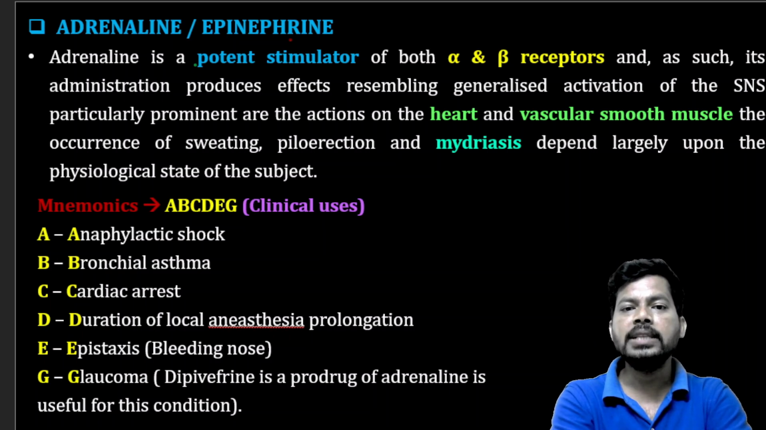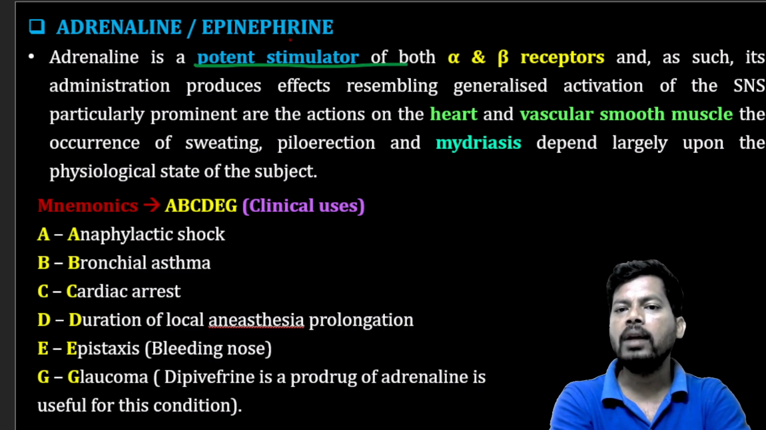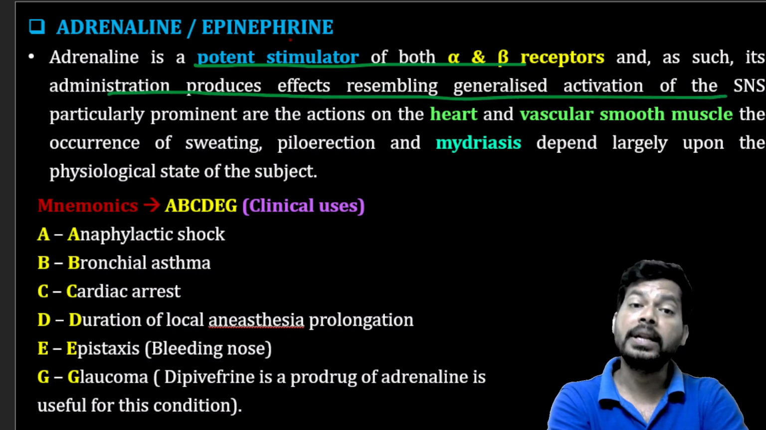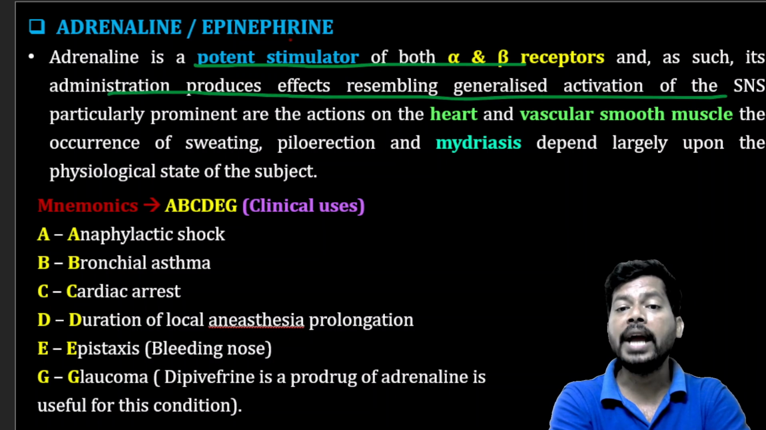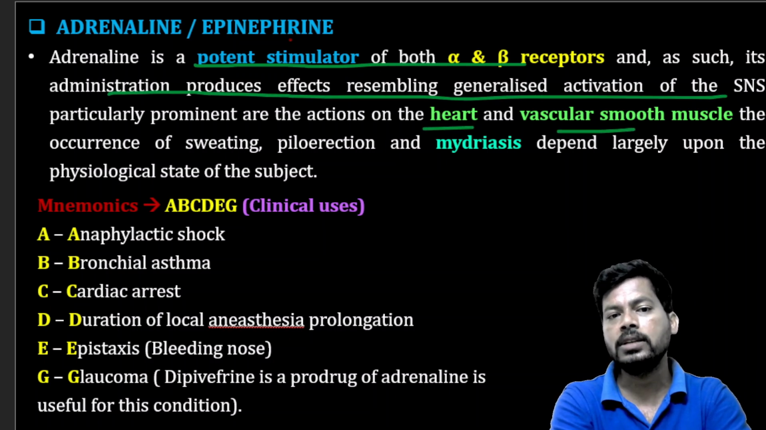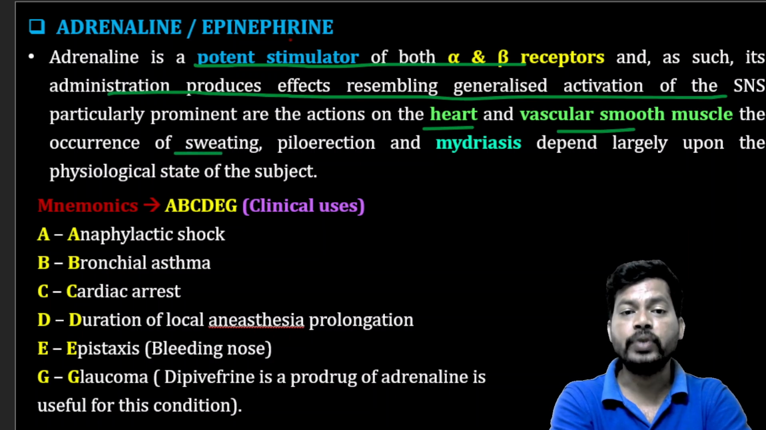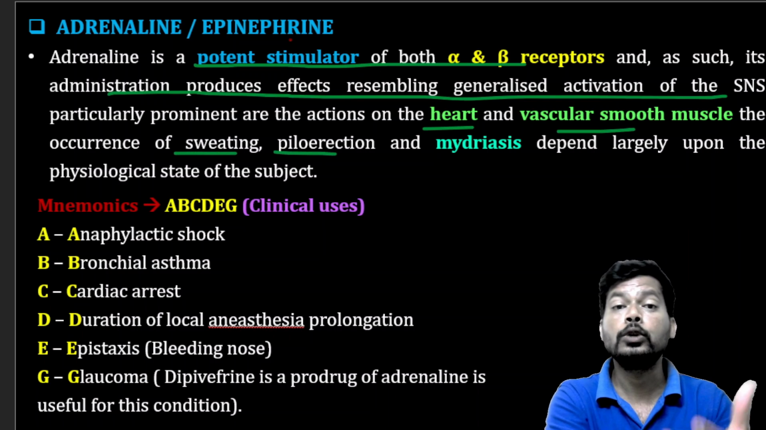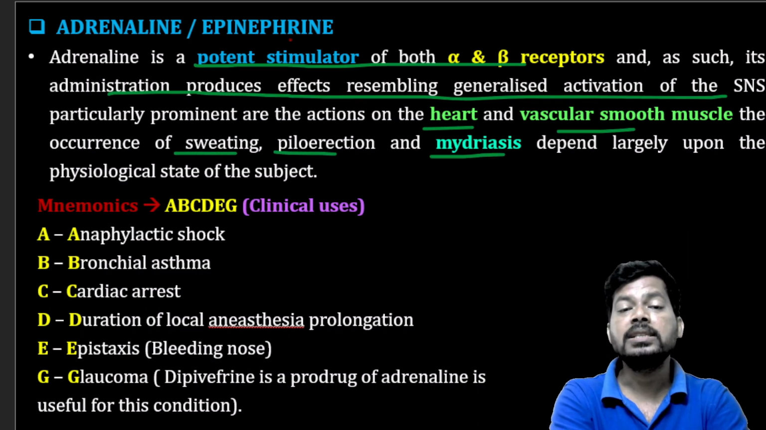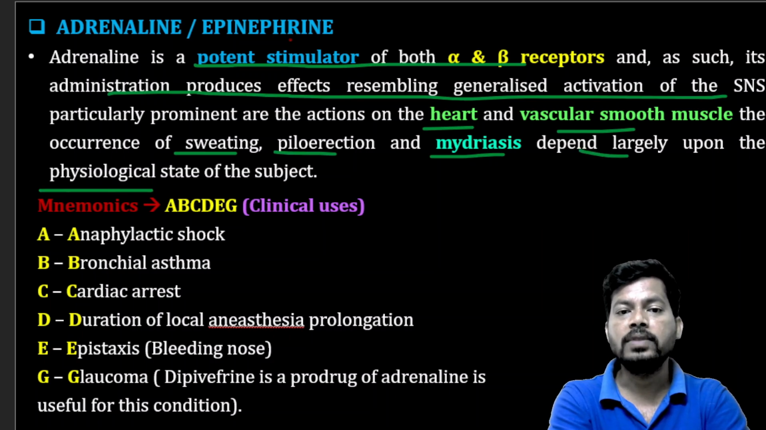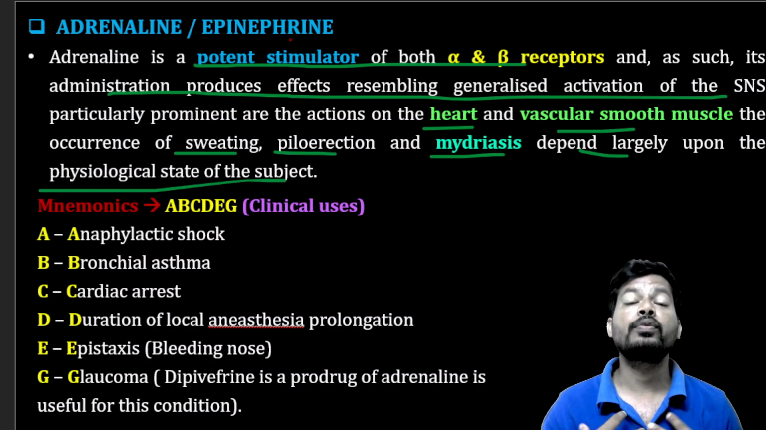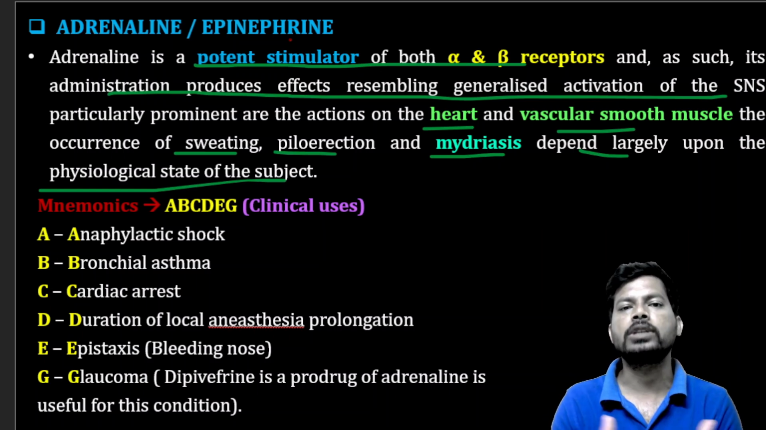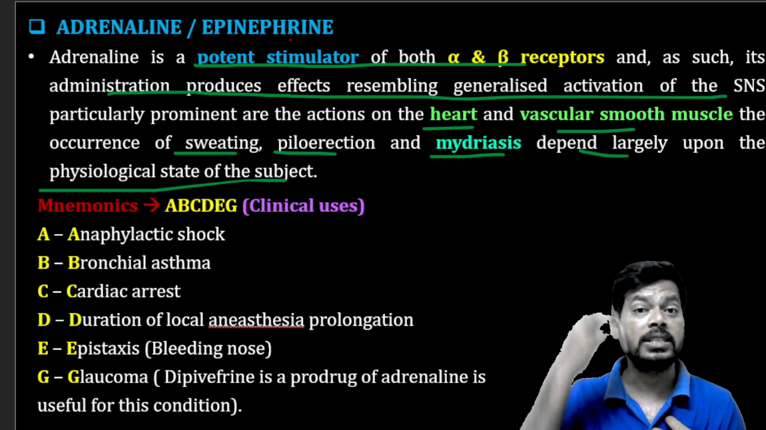So adrenaline is a potent stimulator of both alpha as well as beta receptors. Its administration produces effects resembling generalized activation of the sympathetic nervous system, particularly the prominent action on the heart as well as blood vessel vascular smooth muscle, and also involving sweating, piloerection, which simply means goosebumps, and mydriasis, dilation of the pupil of the eye. It depends largely upon the physiological state of the subject, the person, the physiological state of the individual. So my physiological state, your physiological state, the state of mind.